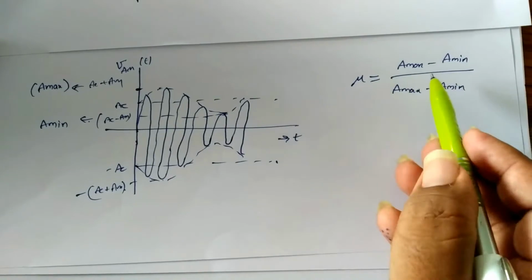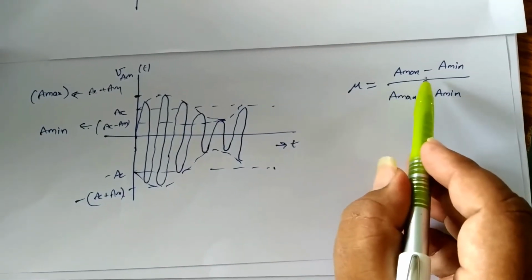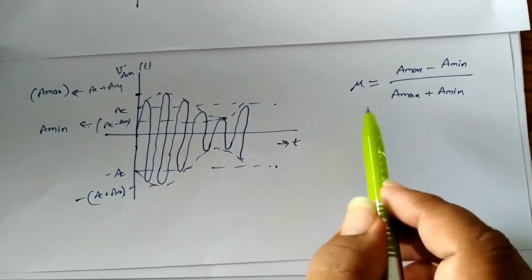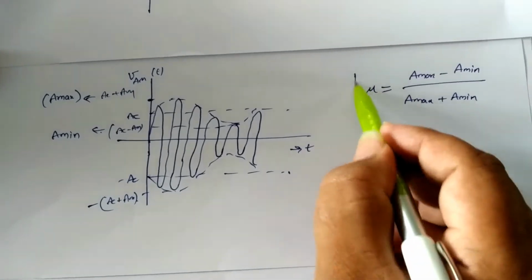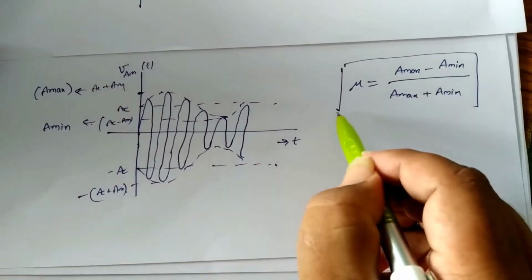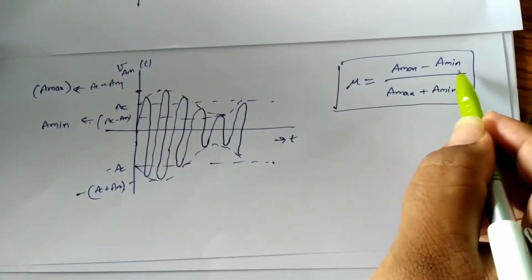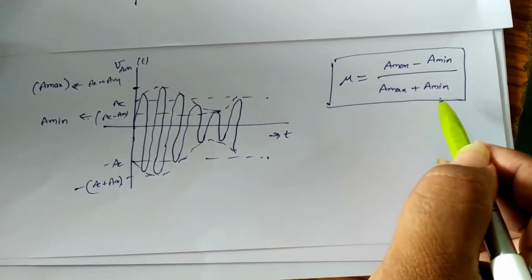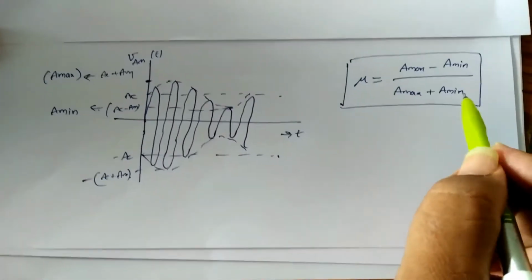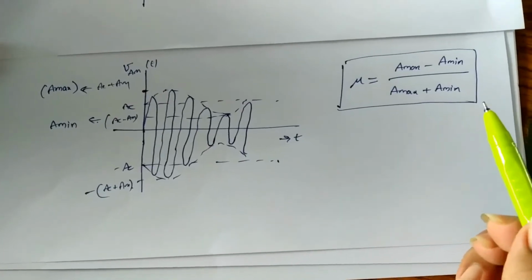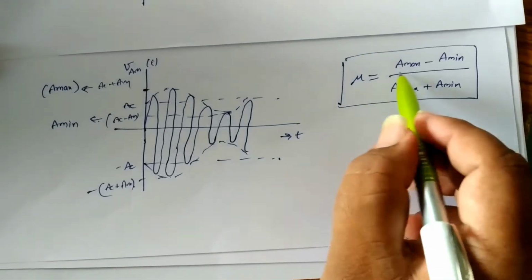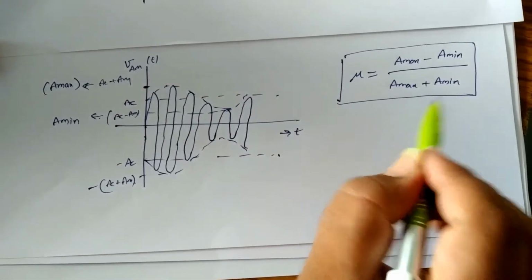Even though it can be expressed in terms of carrier amplitude and message amplitude, because of the gain calculations and all those things, it is preferred to calculate the modulation index with this formula. Mu is equal to A maximum minus A minimum by A maximum plus A minimum. Because of the transistor or non-linear device, there is a change in the gain or there are some other issues. So that's why the modulation index is calculated with this formula.